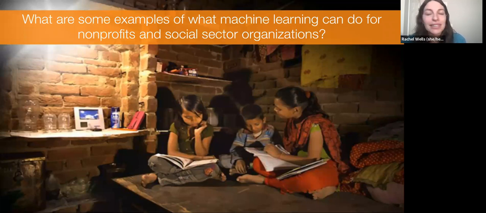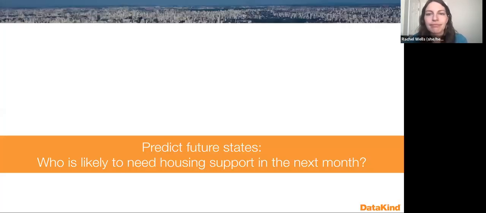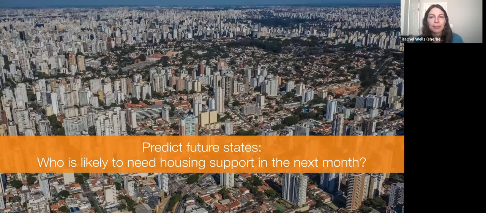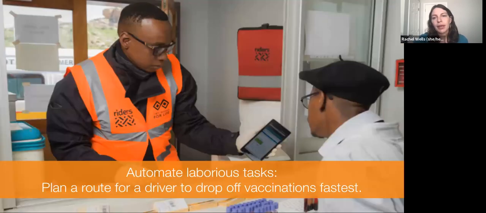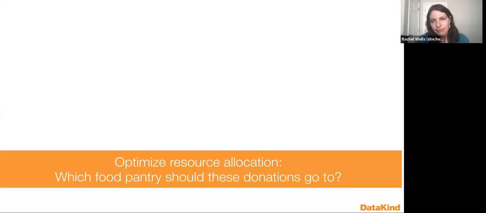So we'll quickly go through some examples of how we have used machine learning at DataKind that might inspire you to come up with ideas for what you will do with your problem statement as you're scoping projects. First, find out how many people are likely to be in need of housing support in a city next month through predictive modeling. Plan a route for a driver to visit the most hospitals as fast as possible by automating a laborious task.